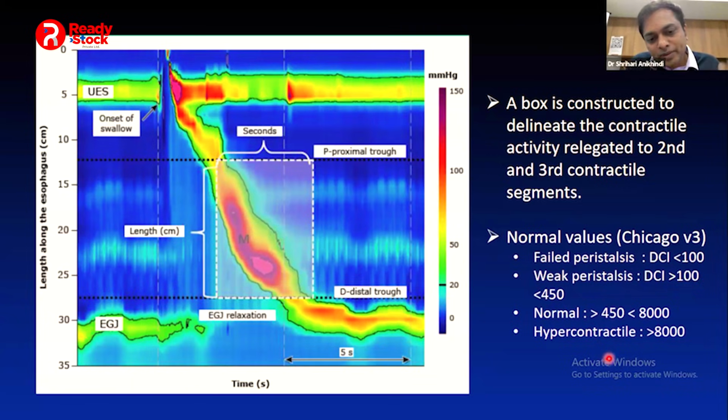There is also a problem if the DCI is very, very strong. So if the DCI is very strong, it's more than 8000. So you have an esophagus which is contracting very, very vigorously. So that's also a problem. That will also lead to dysphagia.